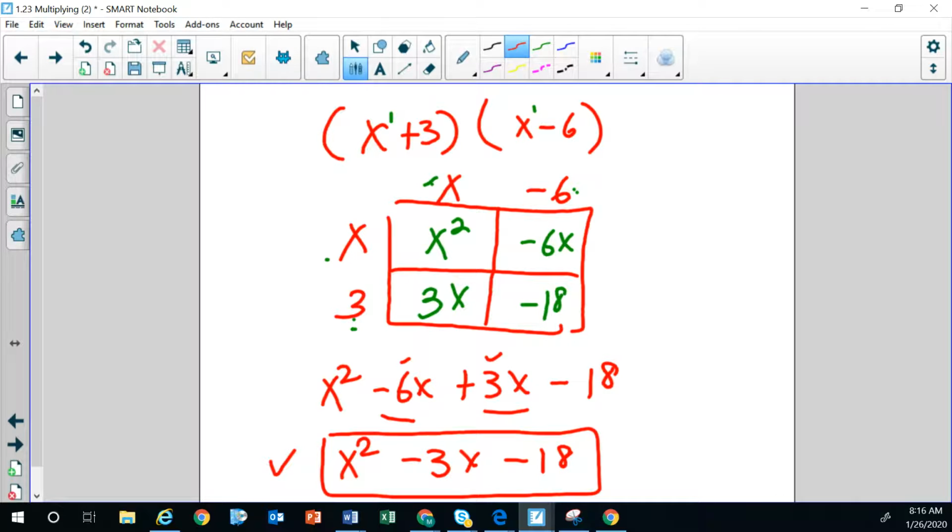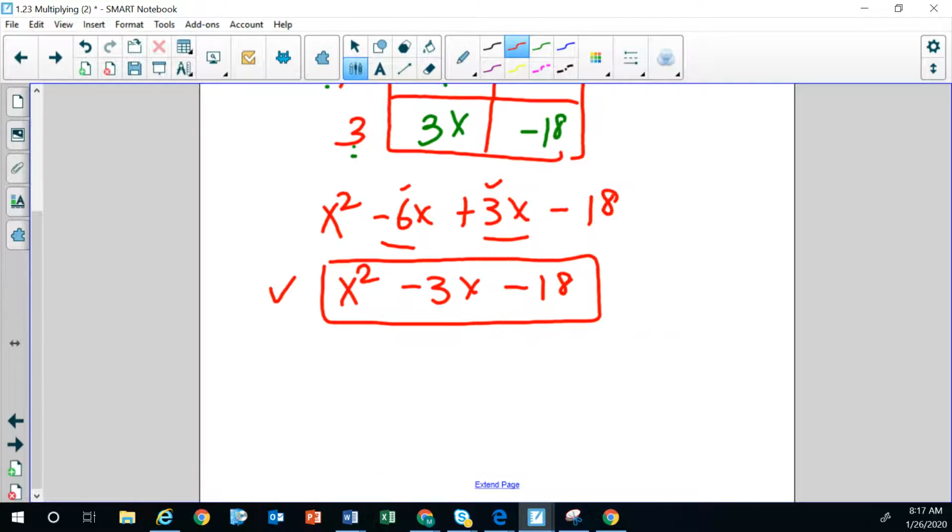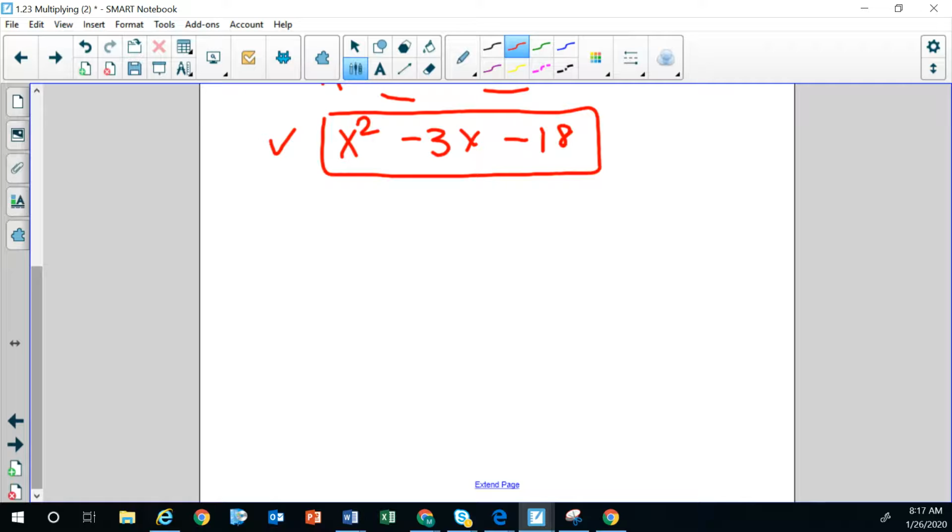All right. Let's try another one. Let me scroll down, extend my page a little bit more. All right. So here we go. Let's try 2x plus 3 times -4x plus 1.